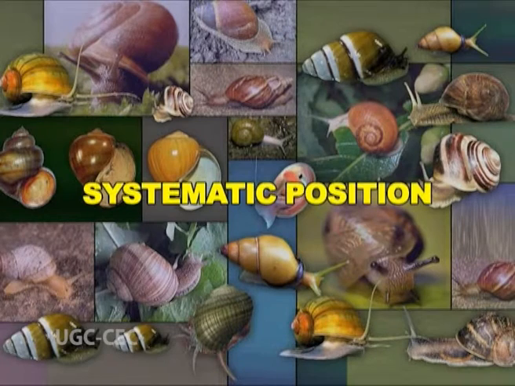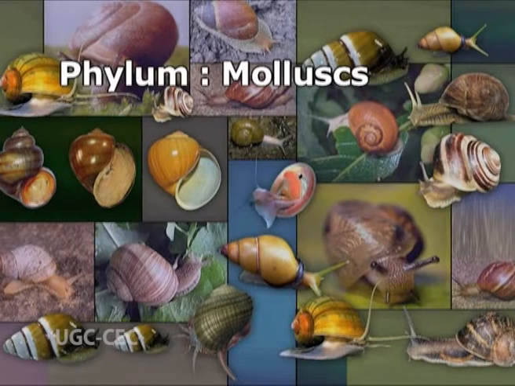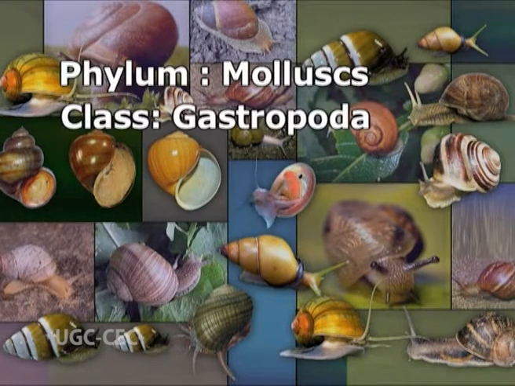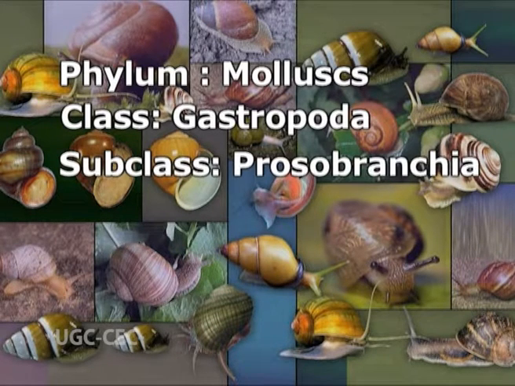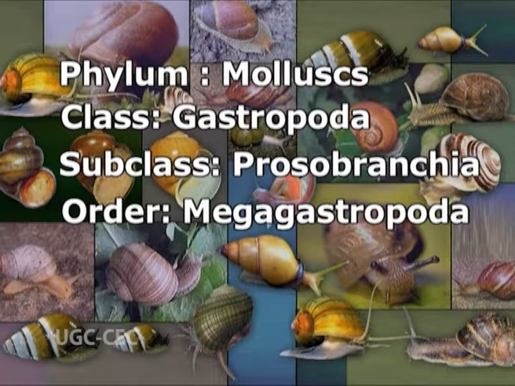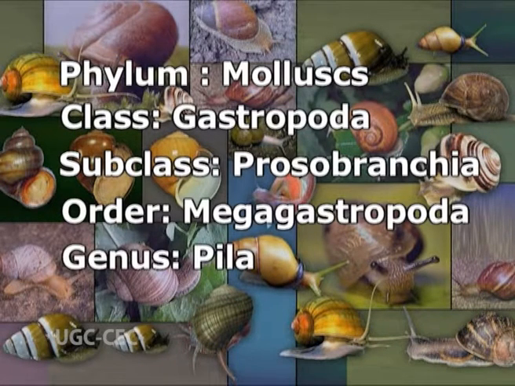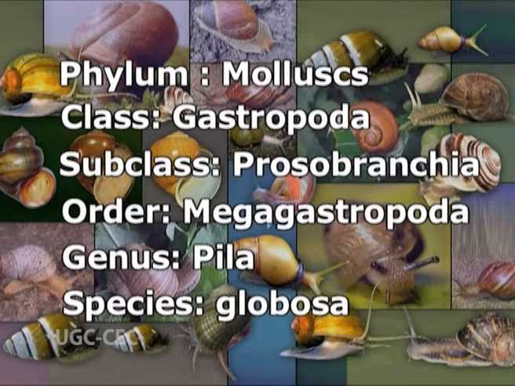The animal creeps very slowly by its ventral muscular foot, covering about 5 cm per minute. During the rainy seasons, Pila comes out of the ponds and makes long terrestrial tours. Systematic position: phylum, Mollusca; class, Gastropoda; subclass, Prosobranchia; order, Megagastropoda; genus, Pila; species, globosa.